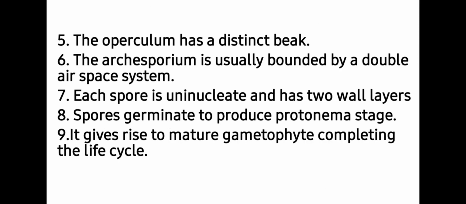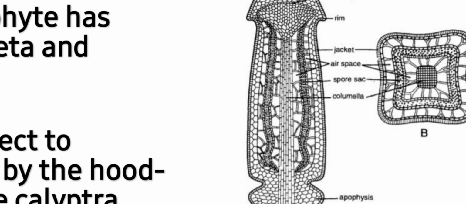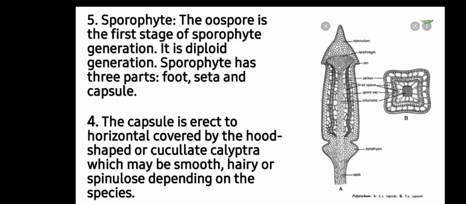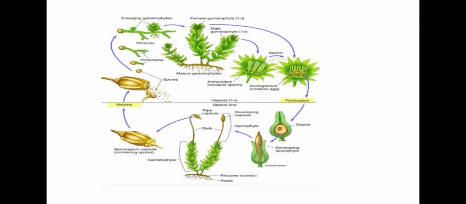The operculum has a distinct beak. The archesporium is usually bounded by a double air system, and that is also a peculiar feature of the Polytrichales, unlike Funariales where there is only a single outer air space. Each spore is uninucleate and has 2 wall layers. Spores germinate to produce the protonema stage, and then finally give rise to the mature sporophyte, completing the life cycle.